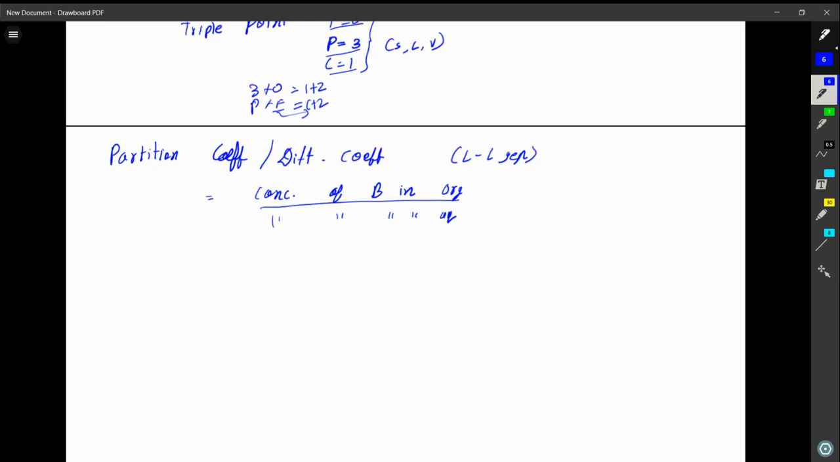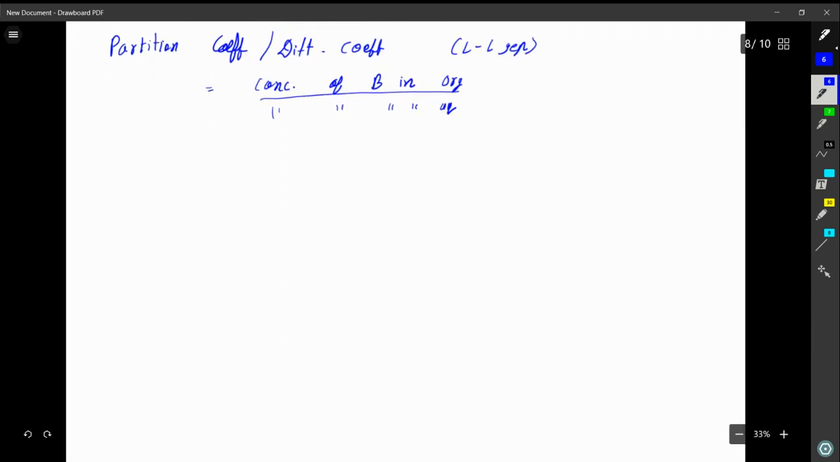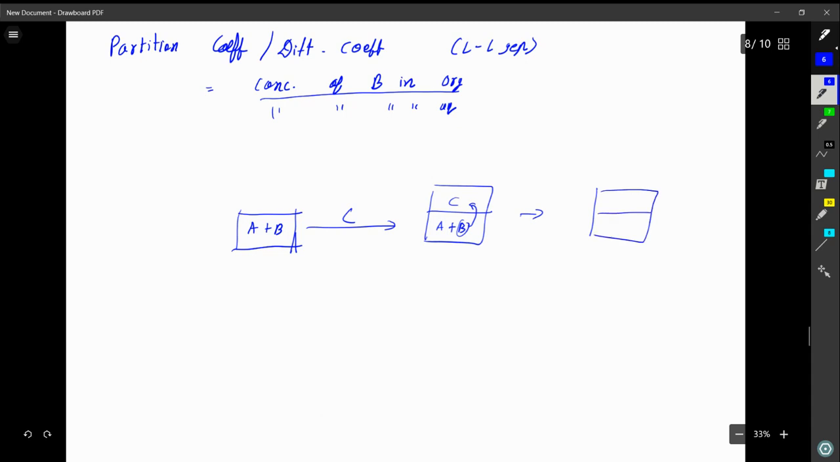Now let's talk about liquid-liquid separations itself. There's one nice point which I want you to remember. This is the general thing. You have a mixture A plus B, and then you add C. Some of the B goes into C, and you get C plus B, and A plus some B. So most of the B is here, and you have A.